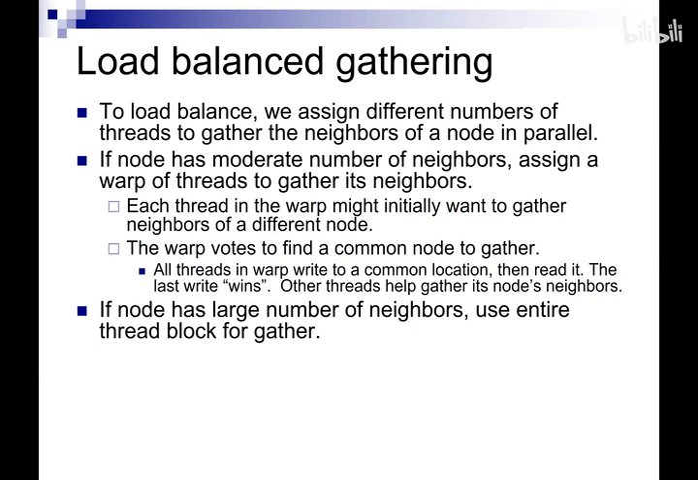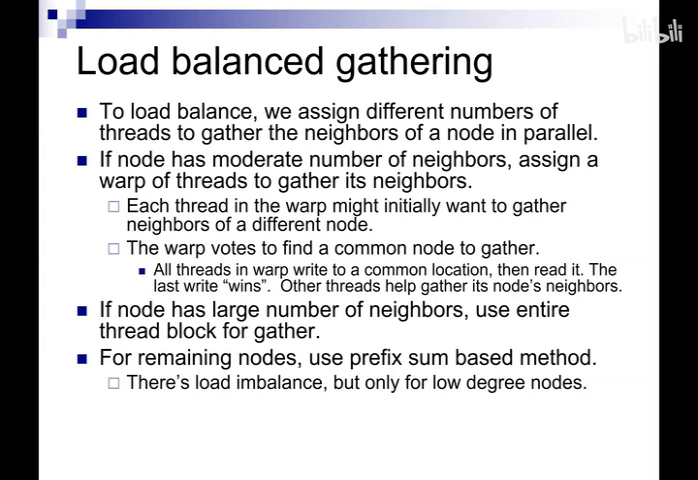And if a node has a large number of neighbors, again, what does large mean? Well, it depends. It's a parameter that we have to tune. But if it has a large number of neighbors, then we're going to use an entire block of threads to help with the gather. If you have thousands and thousands of neighbors, then maybe we want to assign several hundred threads to help you get your neighbors.